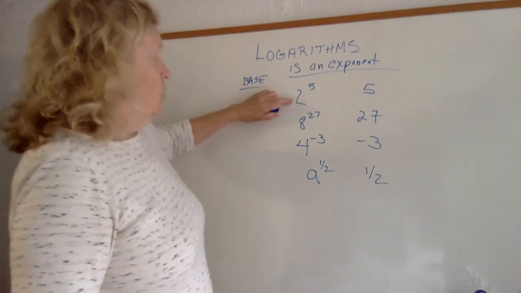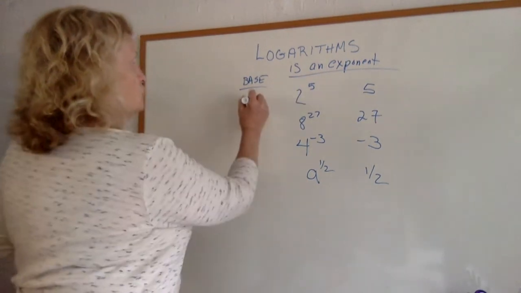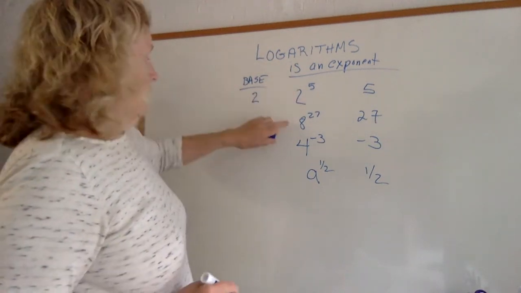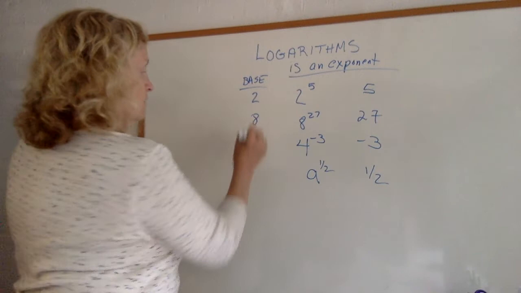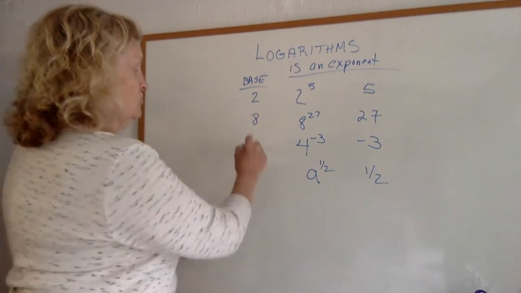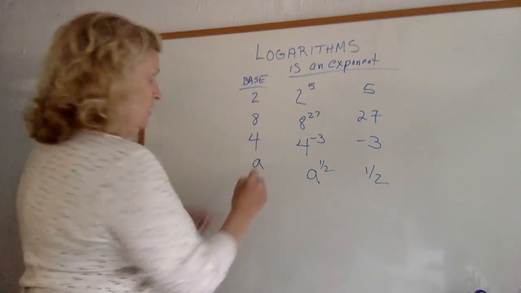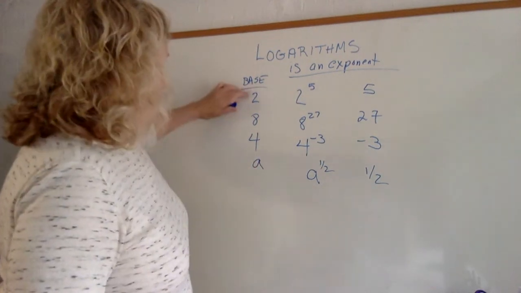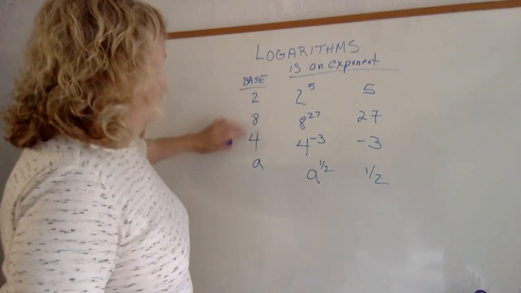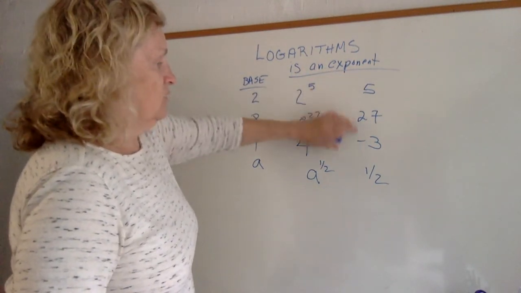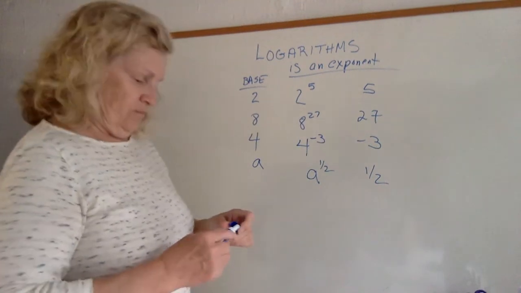This expression, 2 to the 5th, the base is 2. 2 is the number that you're raising to the 5th power. Here, the base is 8. In this example, the base is 4. And in this example, the base is a. So you're raising these bases, 2, 8, 4, or a, to these powers: 5, 27, -3, or 1/2.